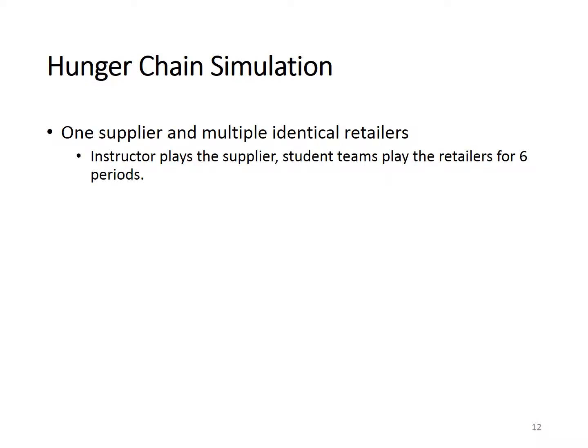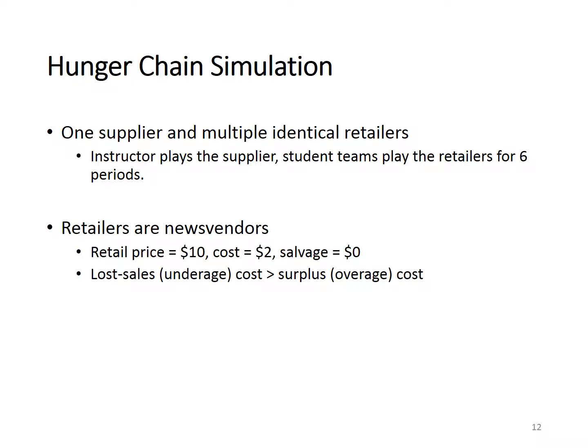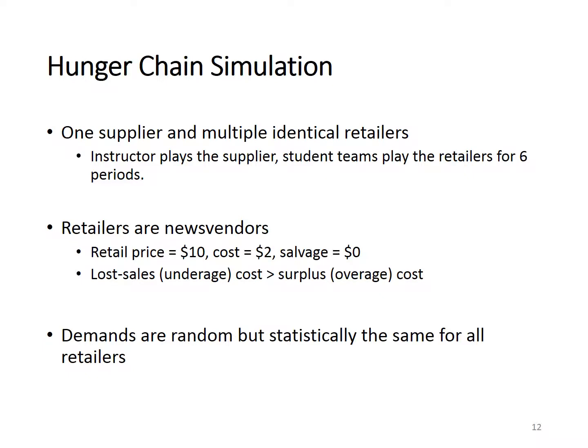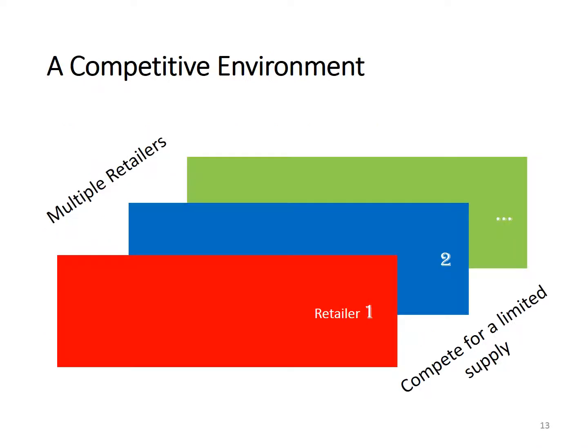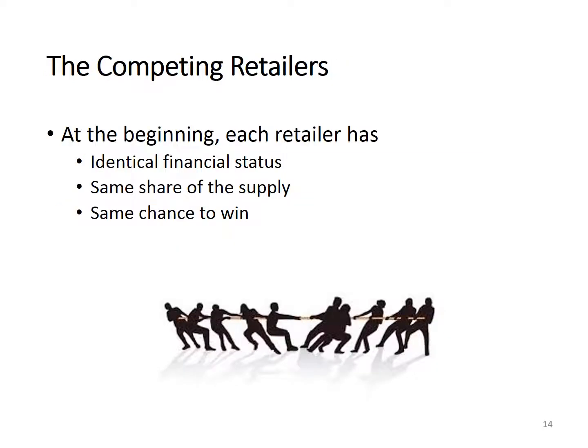The HungryChan simulation is set up as follows. We have one supplier and multiple identical retailers playing the game for 6 periods. The retailers are newsvendors facing random but statistically identical demand. The cost parameters can be changed by the instructor. This is a competitive game where multiple retailers may compete for limited supply from the supplier. The retailers start with exactly the same financial status, same initial share of the supply, and they have the same chance to win.